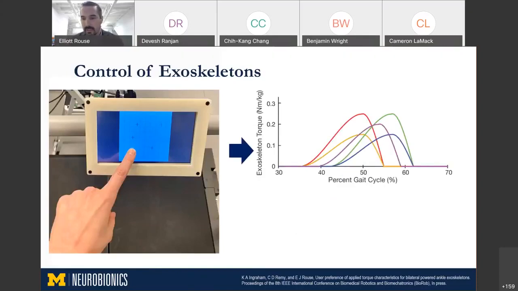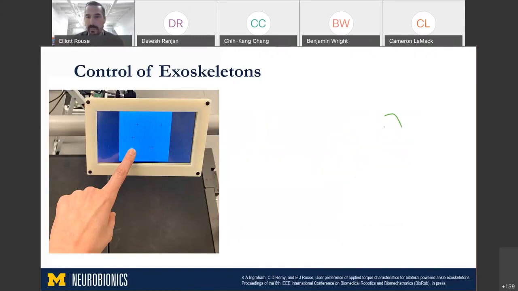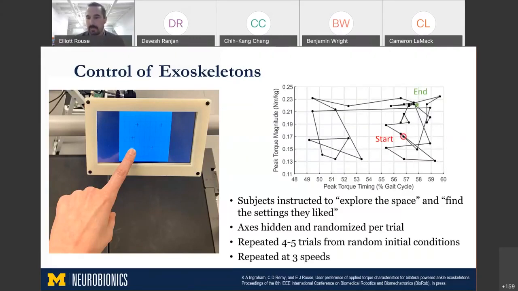We built this into a 2-dimensional touchscreen. Here you see it on a little screen. Now we have it on a large tablet. And when subjects select on the screen, it maps their selection in 2 dimensions to these different profiles, peak torque magnitude, peak torque timing, and an example of the profiles are shown on the screen. And we asked them to explore the space and find the settings that they liked.